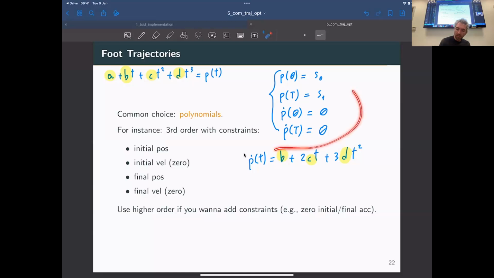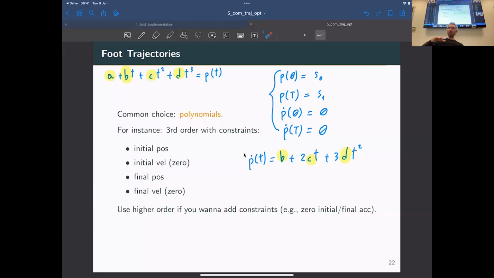So what I just wrote down here works well for computing the reference in X and Y, so the horizontal plane. For the Z, it's a bit different because in Z, we start at 0 height and we finish at 0 height. So if we simply say we want to start at 0 and finish at 0, well, the polynomial is going to remain at 0 all the time. So that doesn't work. So for that, we need to do something slightly more complicated, and we have different options for doing it.